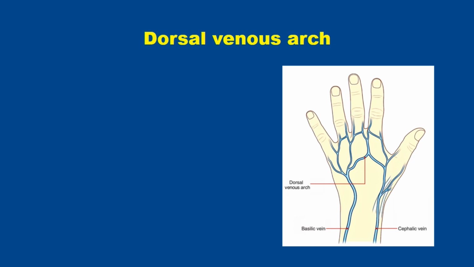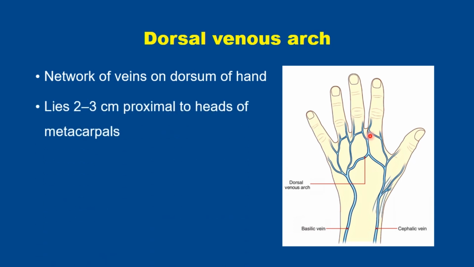So first we'll discuss the dorsal venous arch. Here this picture shows the dorsal venous arch, and this dorsal venous arch is a network of veins on the dorsum of the hand. The dorsal venous arch lies 2 to 3 cm proximal to the heads of the metacarpals. Here we have the metacarpals, and 2 to 3 cm proximal to their heads we can appreciate a network of veins which is known as the dorsal venous arch.